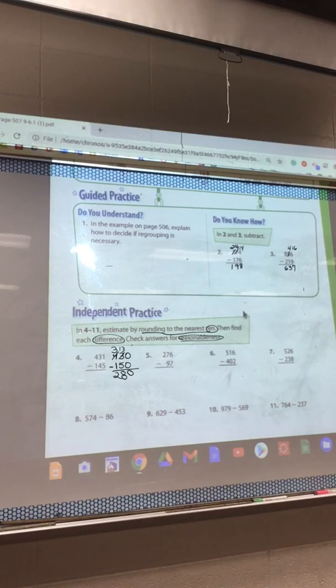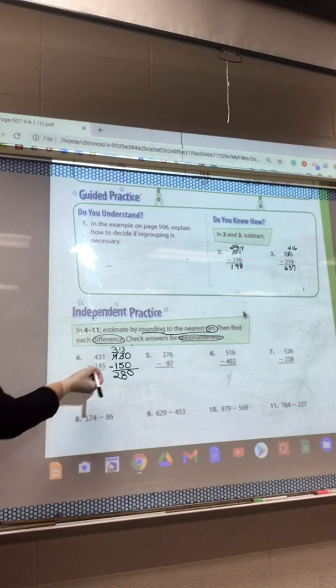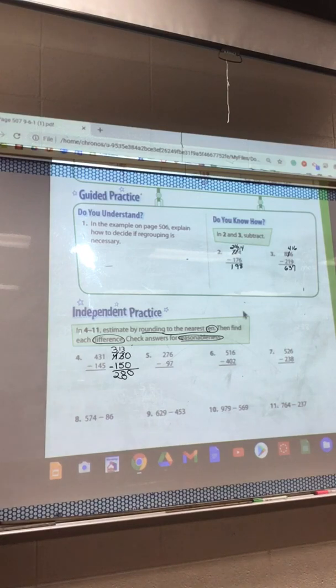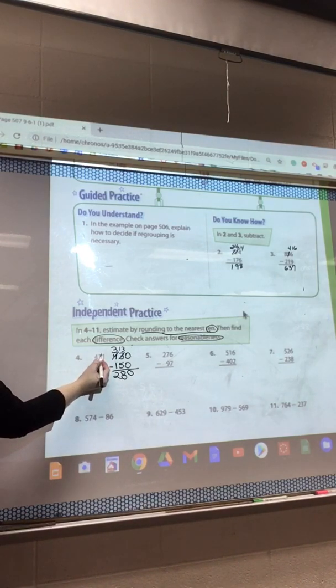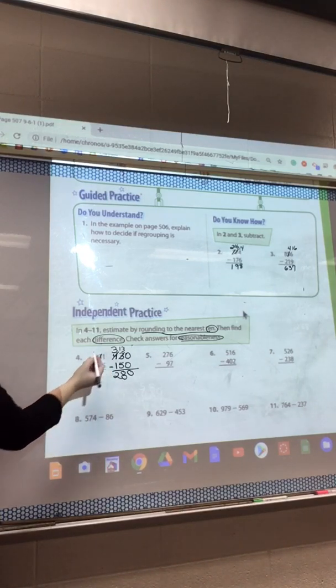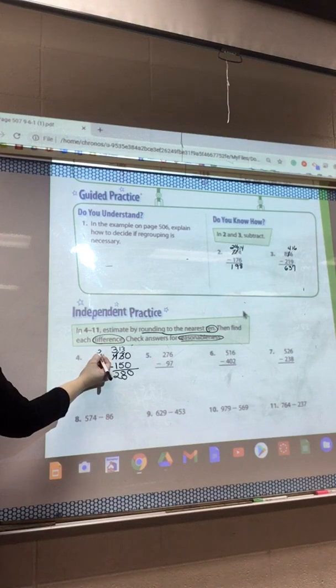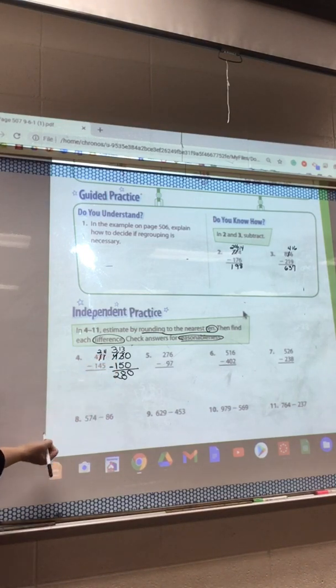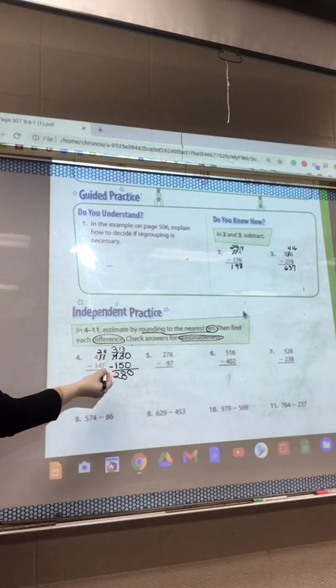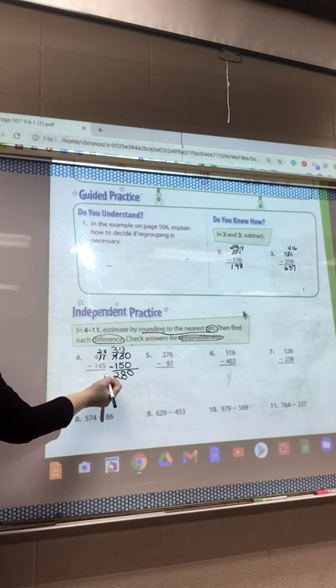Ready? Okay. Can I do that? I can't, can I? I gotta go next door. I got 3 20s over here, and I got 3 10s over here. So I'm gonna take one of those 10s and make this 2, which is 20, and bring the 10 over here. So now I have 11 here. Now can I do it? Yes. 11 minus 5 is 6.